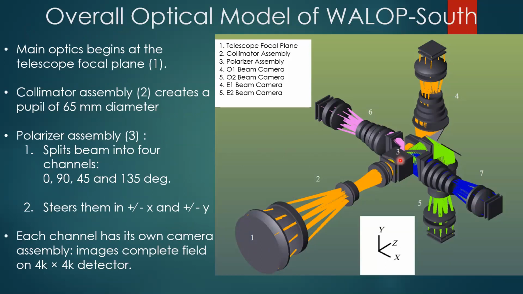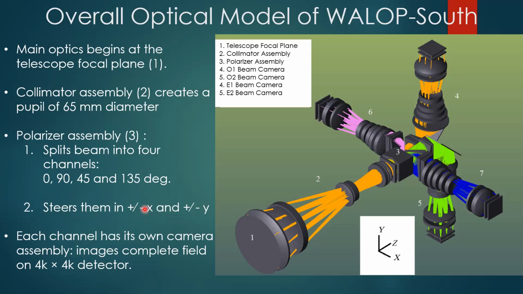The polarizer assembly carries out two main tasks. It splits the incoming beam for the whole field into the four channels, 0, 90, 45, and 135 degrees. Additionally, it steers these four channels into four directions. Here, the four channels go into plus and minus X and plus and minus Y directions. So these are the two functions that the polarizer assembly carries out.